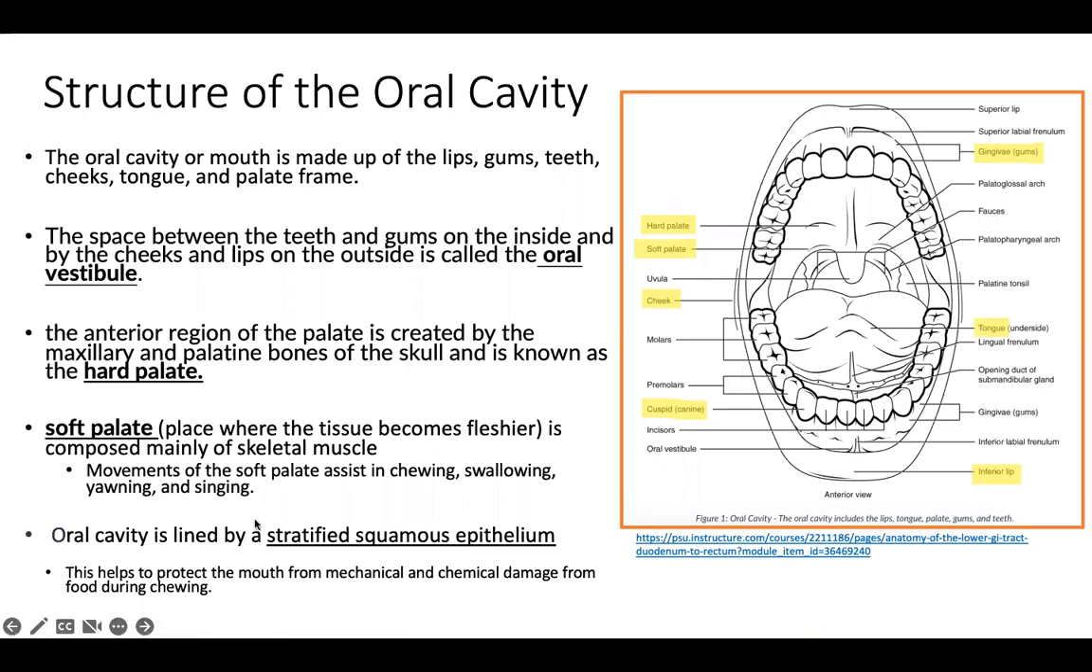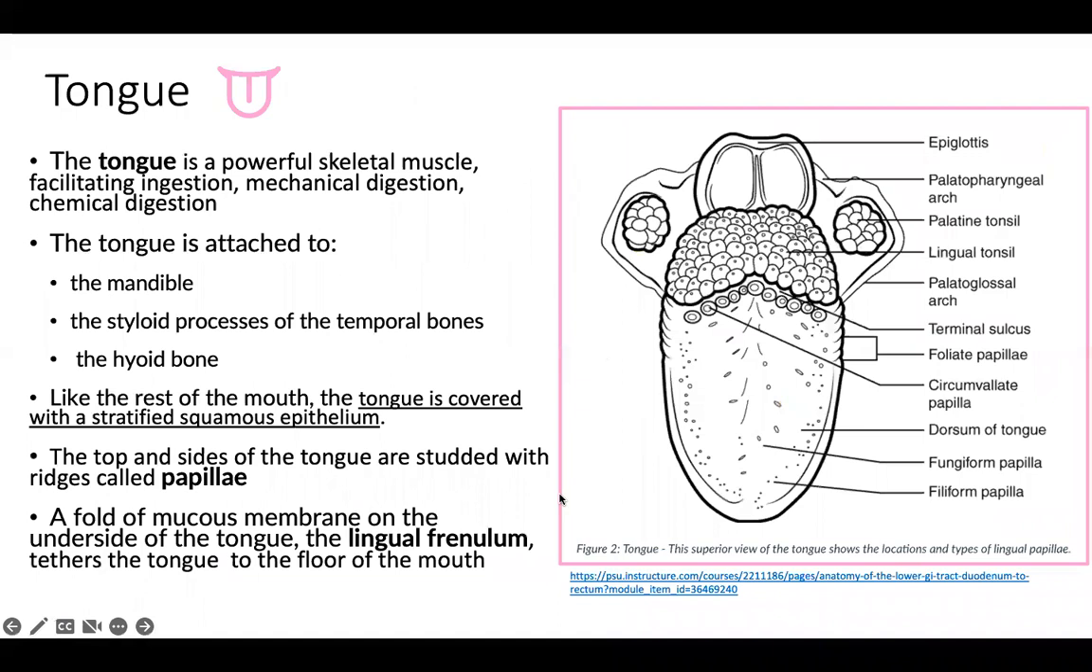And then the oral cavity is lined with a stratified squamous epithelium, which helps to protect the mouth from mechanical and chemical damage from food during chewing, things we're eating. The stratified squamous epithelium is definitely needed to help protect our mouths while we are eating. And for the tongue, it is a powerful skeletal muscle that facilitates ingestion, mechanical digestion, which is chewing, and chemical digestion. The tongue is attached to the mandible, the styloid process of the temporal bones, and the hyoid bone.